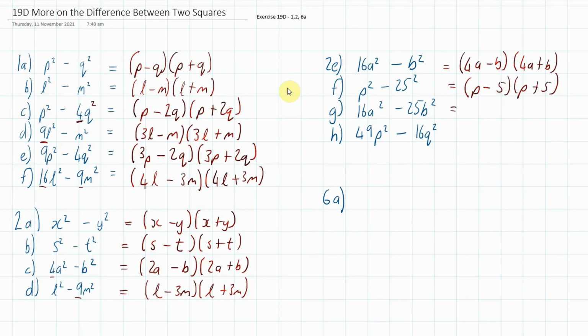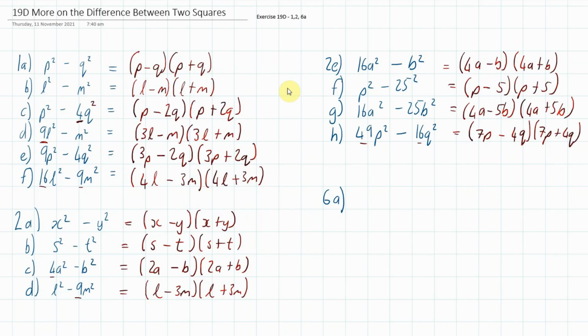The next one, we're going to take the square root of the 16 and the 25, so we should have (4a minus 5b), close bracket, then (4a plus 5b). The last one also, we've got these square coefficients here, so should be equal to (7p minus 4q)(7p plus 4q). And that is that.